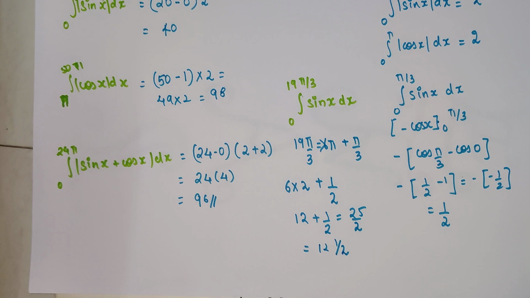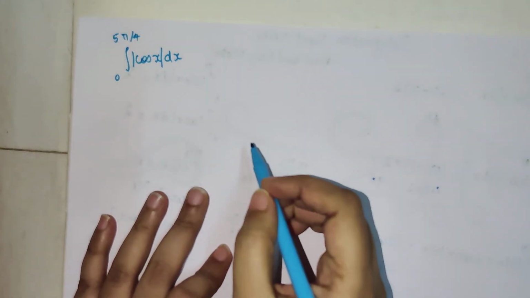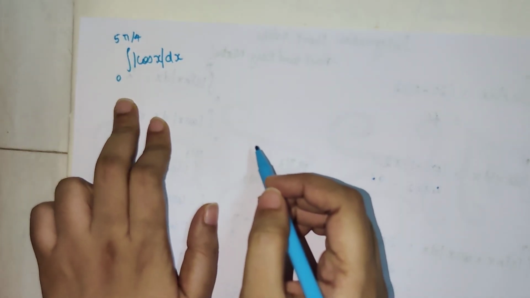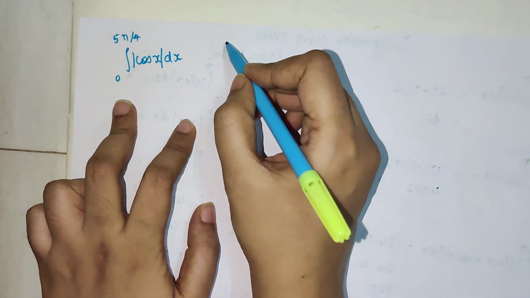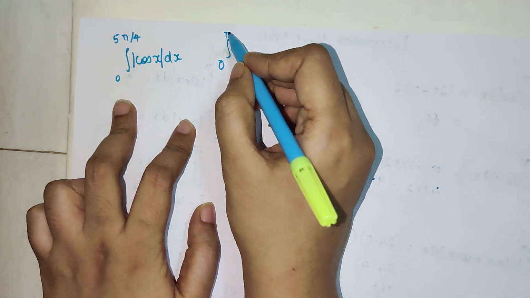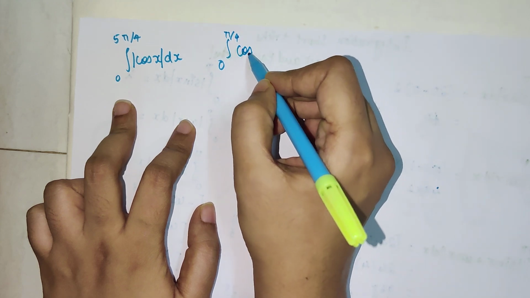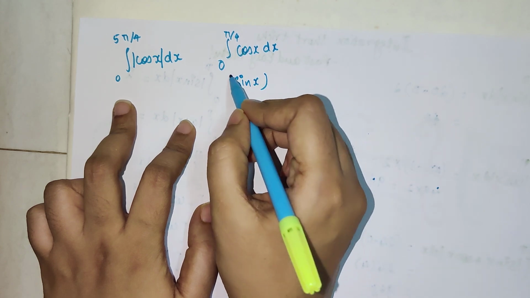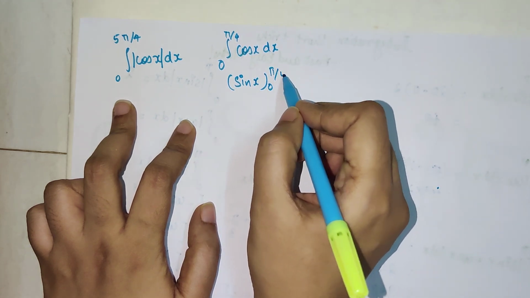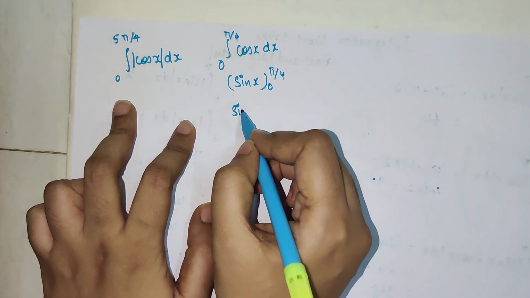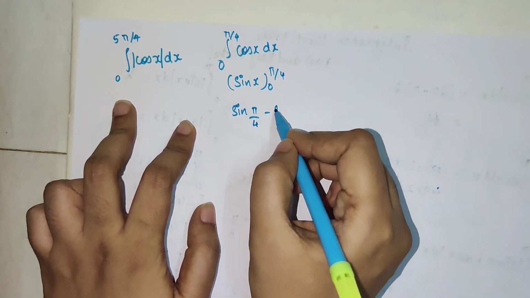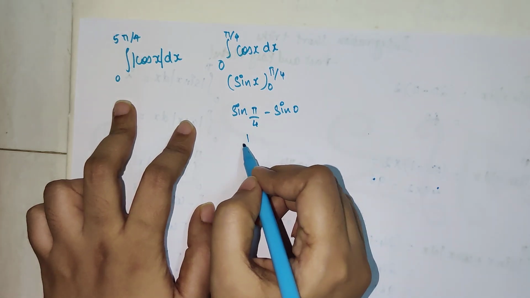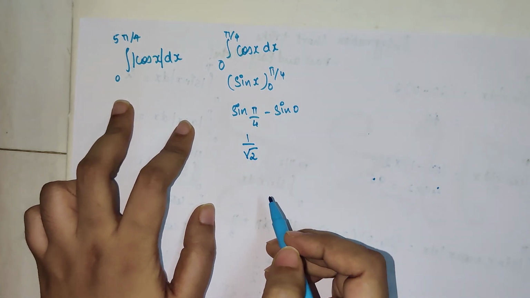Okay, so now let's look at something else instead of pi. Here we have 0 to pi by 4 of mod of cos x dx. So before beginning, let's try and understand 0 to pi by 4, what is the value for cos x. We can write this as nothing but sin x from 0 to pi by 4, which will be sin of pi by 4 minus sin of 0, which is nothing but 1 upon root 2, correct?